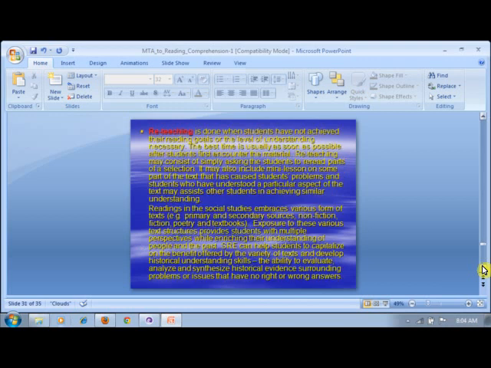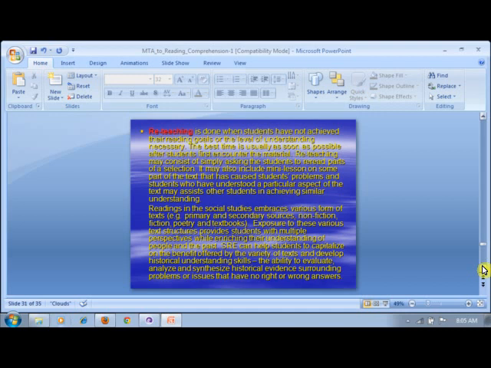Reteaching is done when students have not achieved the reading goals or the level of understanding necessary. The best time is usually as soon as possible after students first encounter the material. Reteaching may consist of simply asking the students to reread parts of a selection. It may also include a mini lesson on some part of the text that has caused students problems, and students who have understood a particular aspect of the text may assist other students in achieving similar understanding.